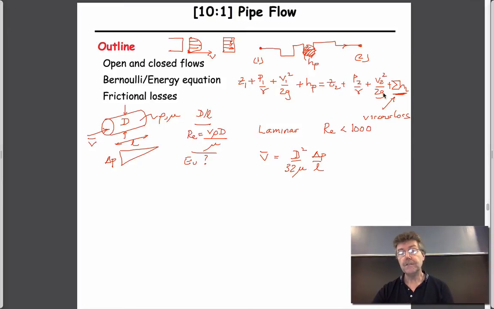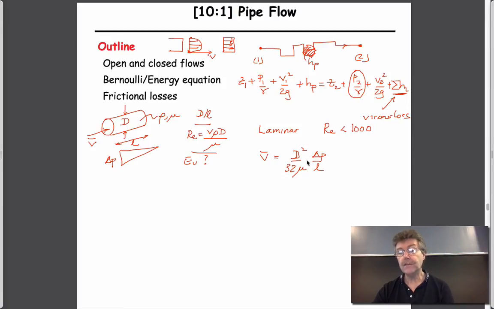So what we'd like to be able to do is index this in some appropriate way. And so this term here is going to be an equivalent pressure drop that we'd have to apply to be able to get it through the pipe. So this is a pressure drop divided by a unit weight. So this is actually units of length.